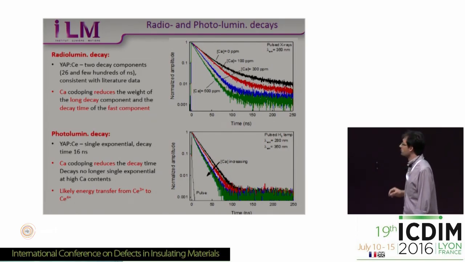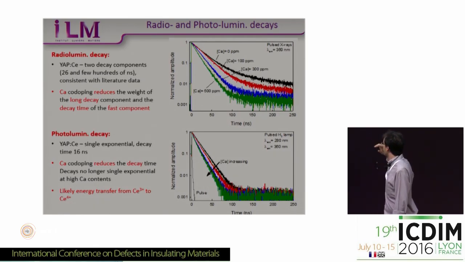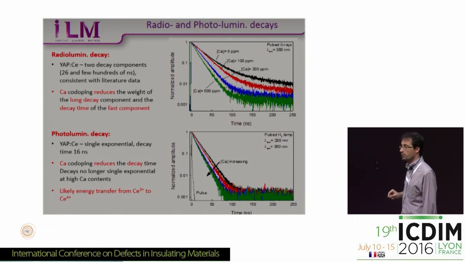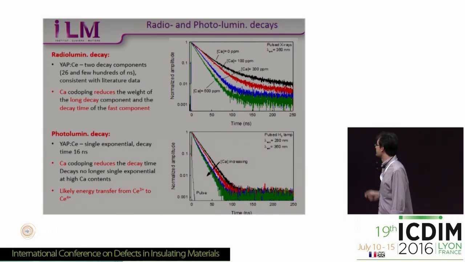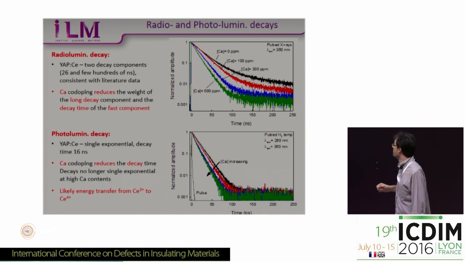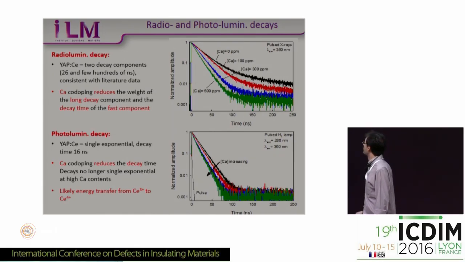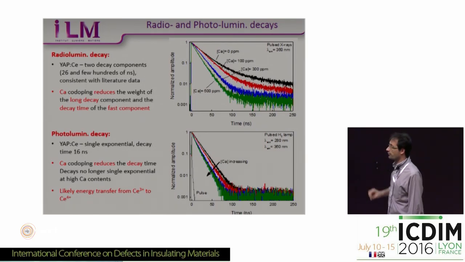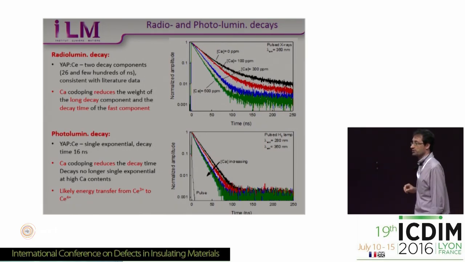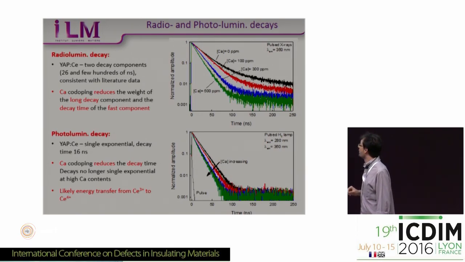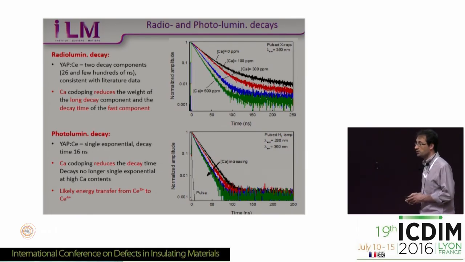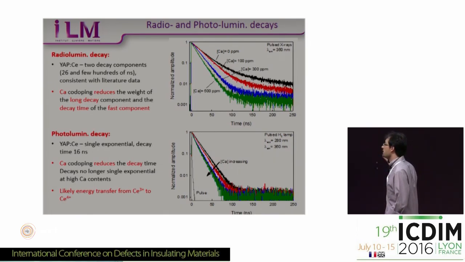So that's why we also did photoluminescence decays. In this case, for the sample doped only with cerium, we see the standard cerium decay, which is of the order of 16, 17 nanoseconds. But we also see an acceleration as we increase the calcium content, and some beginning of non-single exponential behavior for very high calcium contents. And this might clearly suggest that we do have energy transfer between cerium 3+ and cerium 4+.